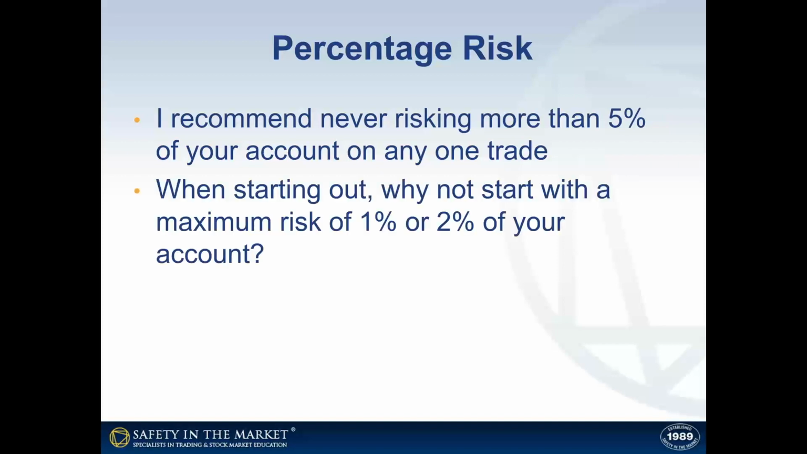So maximum 5%, but when you're starting out, why not start with a maximum risk of 1% or 2% of your account? People will look at that and they'll say, yeah, but I only have a $500 account and 1% of that is $5. And if I'm risking $5, I'm not going to make very much money. Well, in a moment, we're going to look at an example of a couple of trades that I took in January of this year. And the combined reward to risk ratio on those two trades is 30%.